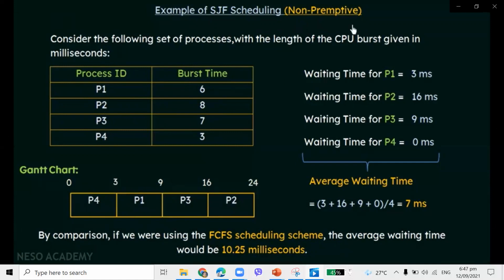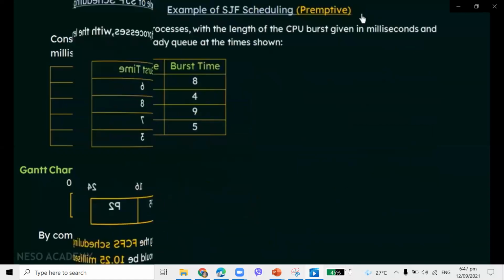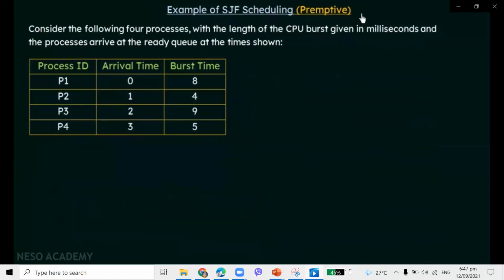So it was non-preemptive. Now let us take another example of this SJF scheduling algorithm when it is preemptive in nature. So in this example, we are going to consider the SJF scheduling algorithm when it is preemptive in nature. That means when one process is using the CPU, even other processes can come and take the CPU away from it based on some conditions.